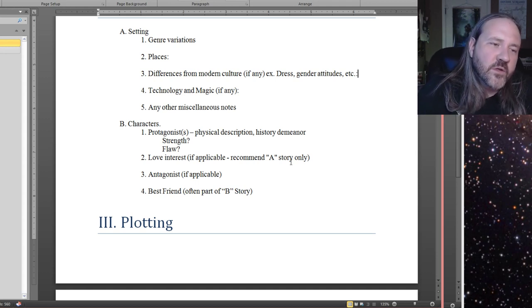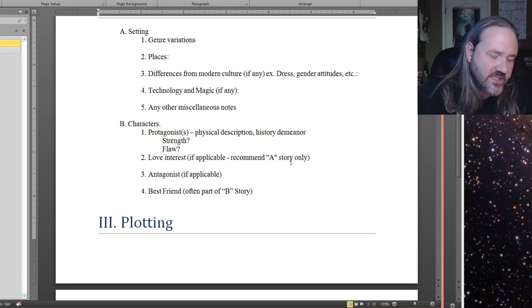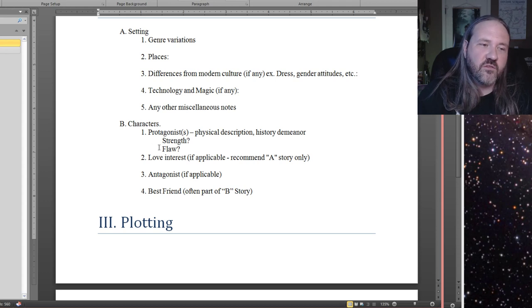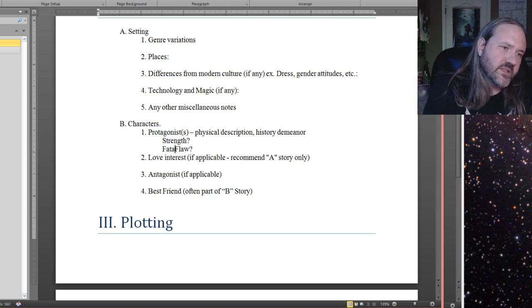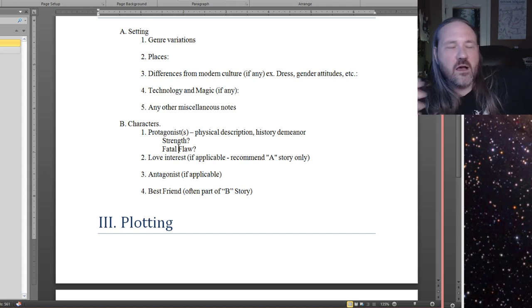So when you talk about characters, for this kind of short novel, here's the stuff that you really need to include. And you can plan this out ahead of time. You want a protagonist. You want to think about what that protagonist's strengths are. You want to think about a fatal flaw. So not just a flaw, but let's call it a fatal flaw. This is the flaw that will either cause the character's downfall or cause the character to have a significant setback on their road to victory.